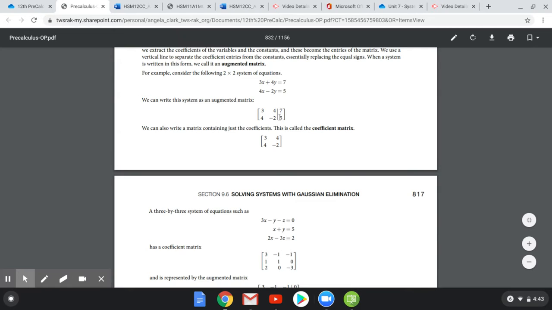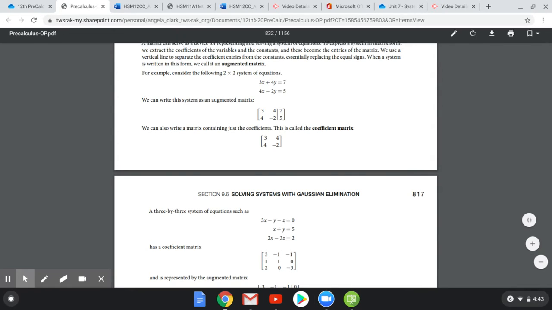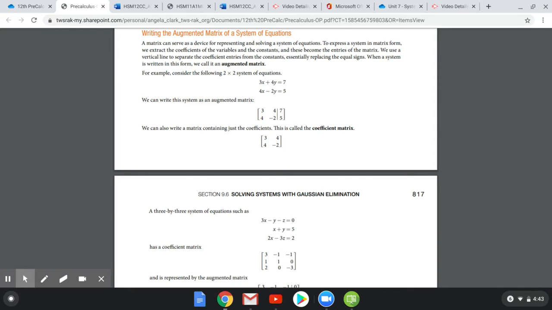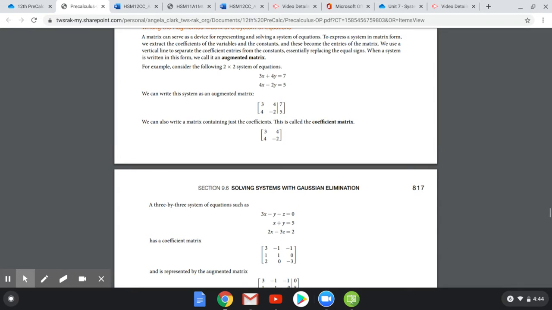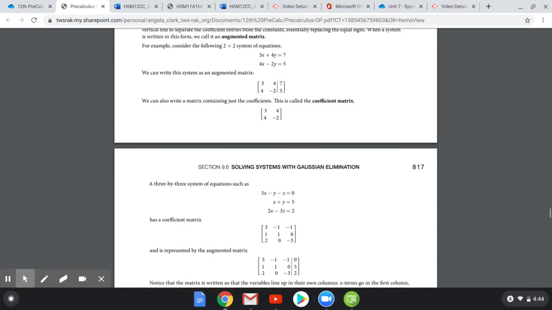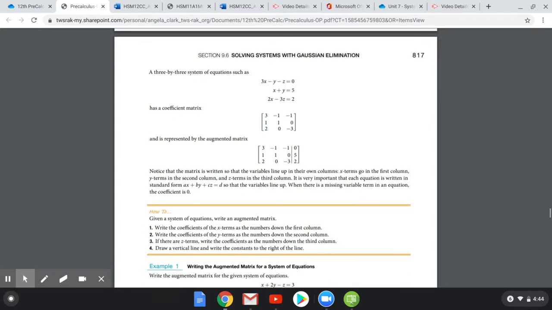The final column, this is the augmented part, because the coefficient part is always going to be square, and then the last column is going to be the constants on the right side of the equation. So your coefficients, a line, and then a column for your constants. So let's look at that if I had a 3x3 situation. So this is a system of three equations, three unknowns.